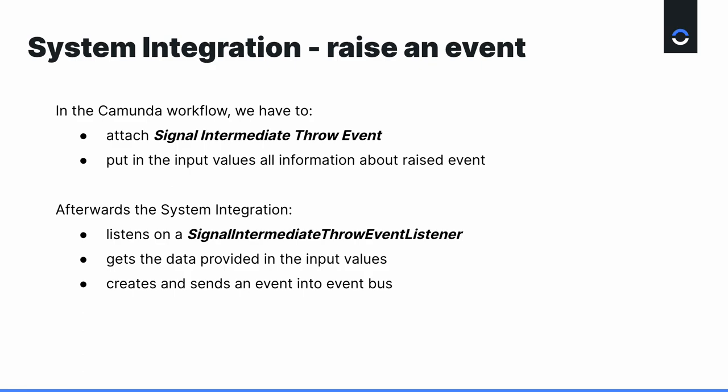If we want to raise an event, we have to attach a signal intermediate throw event to the Camunda workflow, and we have to provide in the properties all the data about this event which we want to raise. And that's everything we have to do. Afterwards, the system integration listens on the signal intermediate throw event, gets the data provided in the properties, creates a new object and sends it into the event bus.